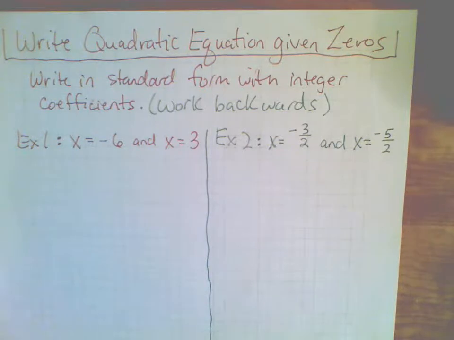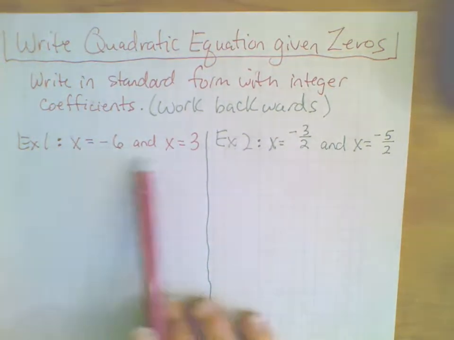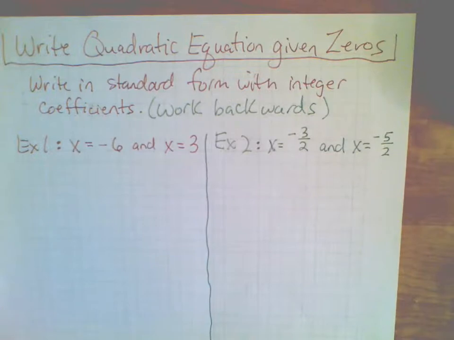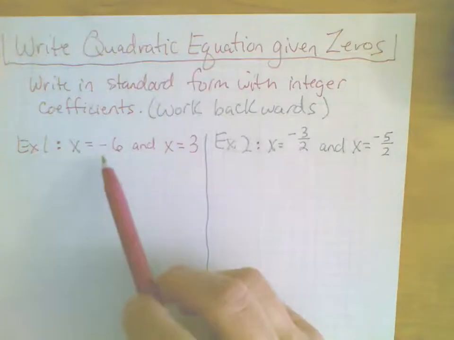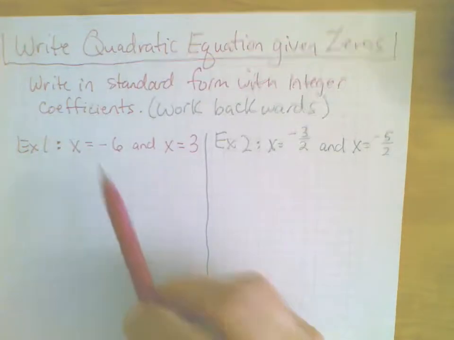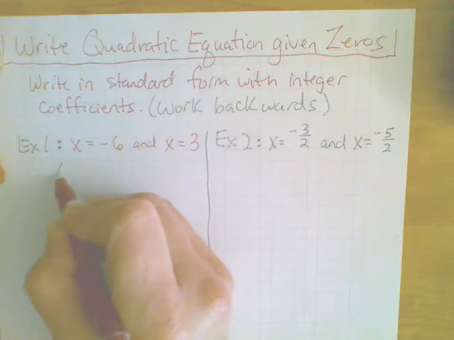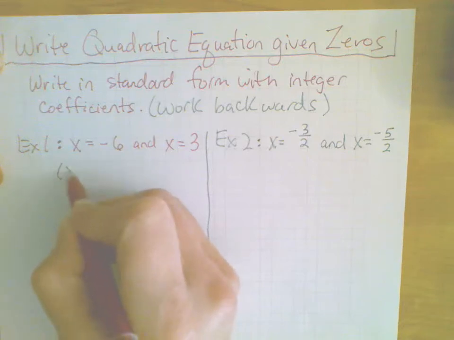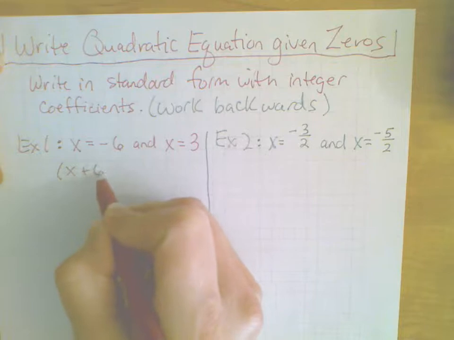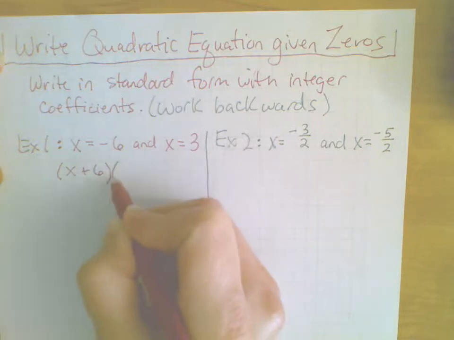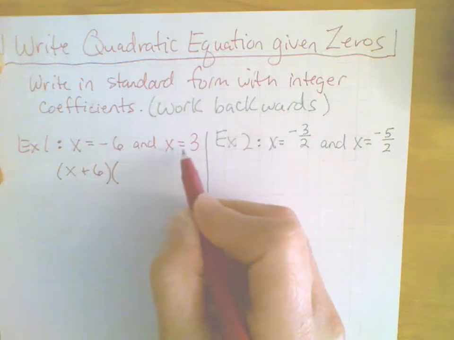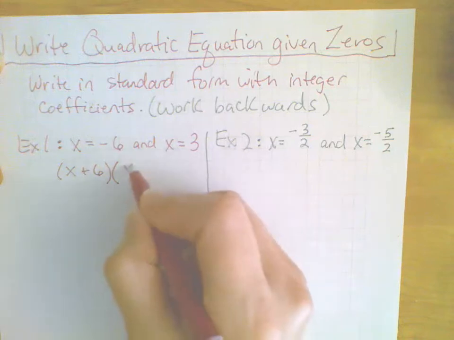So if I start out with x equals -6 and x equals 3, those were my answers from solving a quadratic equation. I need to put those back into the factors that I solved them from. So when I roll them back in, the signs are going to turn opposite. So I'm going to put this back into an x plus 6 factor. I'm going to do another parenthesis, and I'm going to roll this one back into an x minus 3.